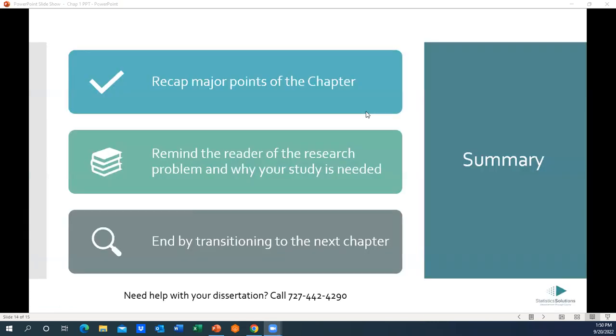Okay. And here we are at the summary. Just like any summary of any chapter, it recaps major points of the chapter. It's also a good idea here, because it is your chapter 1, to remind the reader of the research problem. Remember, that drives the whole study, the why of your study. Remind the reader of your research problem and why your study is needed. And you can end, if you want, by transitioning to the next chapter.